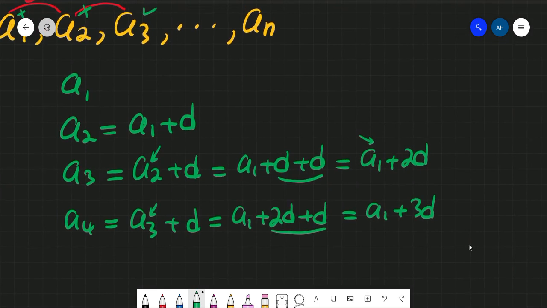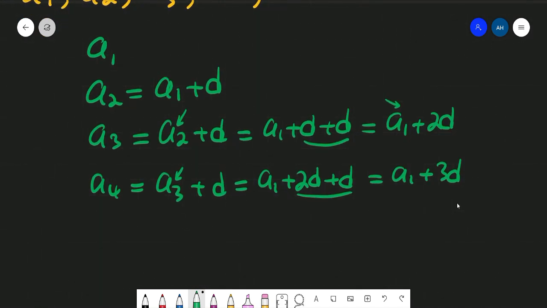Now by looking at this example or this pattern here, for a2 we have a1 plus d. For a3 we have a1 plus 2d, right? Now for a4, in terms of a1 and d, we have a1 plus 3d. Can we guess by looking at the pattern that we have done so far, can we write down what is a5? That is the next term. What is a5 in terms of a1 and d?